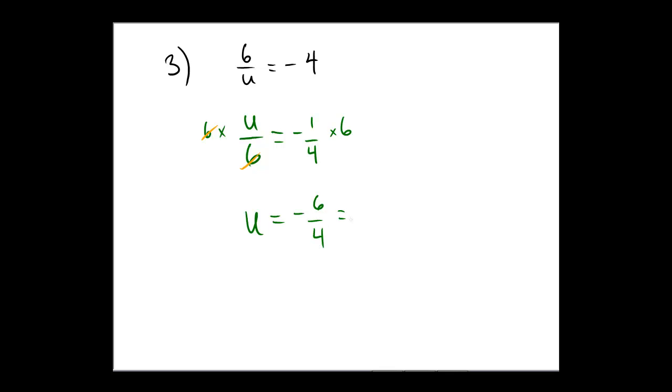In a problem that requires some reduction, notice 6 and 4 both have a common factor of 2. So we should probably write this as negative 6 divided by 2 is 3 over 4 divided by 2.